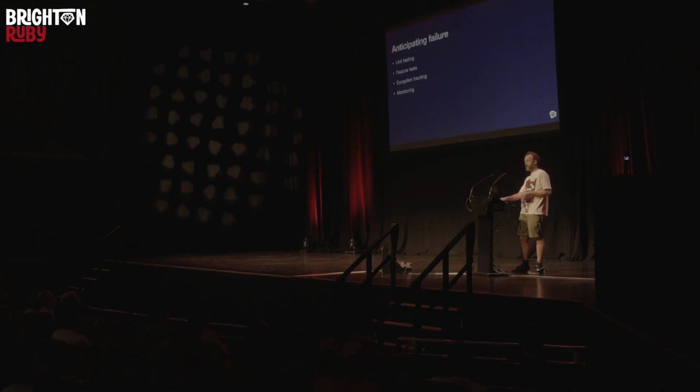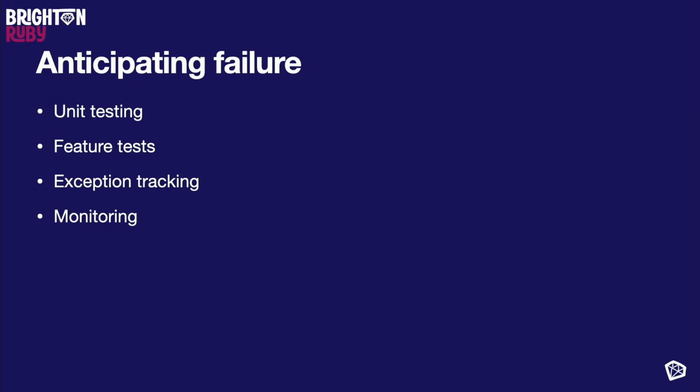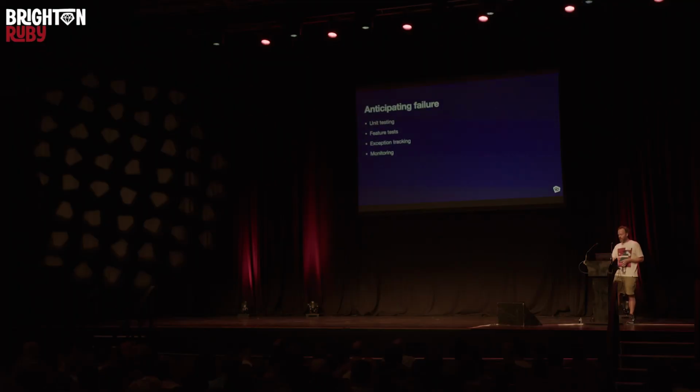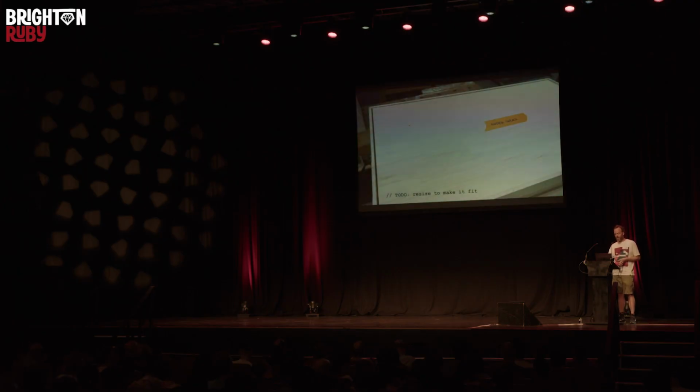So finally, it's all about learning. In software development, we've learned to anticipate failure, and we write a lot of tests, acceptance tests, feature tests. We've got exception tracking like AppSignal, and we've got incident reviews that we use to learn from. And that's because we know you can't do everything perfectly the first time.